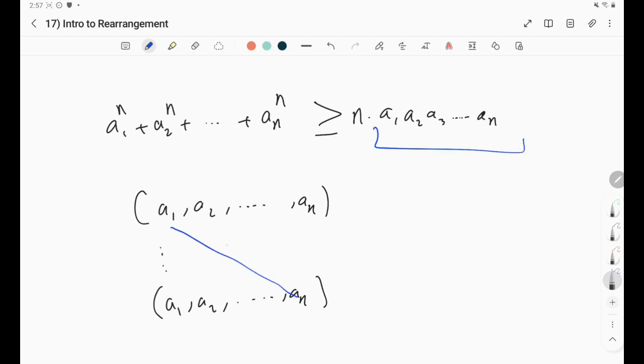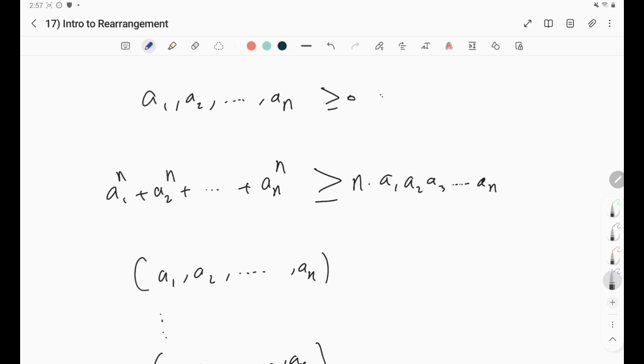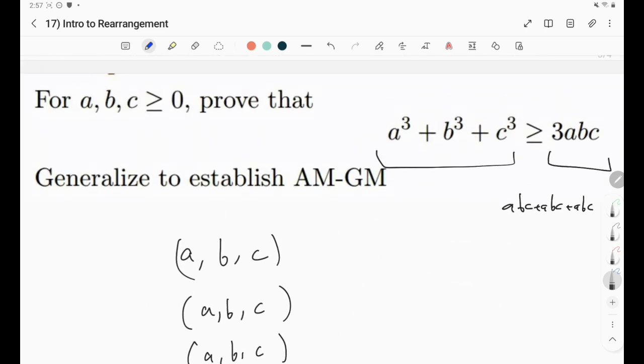For example, one diagonally, and then you can do it like this and like this and so on. Okay, so yeah, that's it. We have established the AMGM from the rearrangement inequality. That shows you the importance, and the AMGM is really a powerful inequality, since the rearrangement inequality establishes one of the most powerful inequalities, and that is the AMGM.